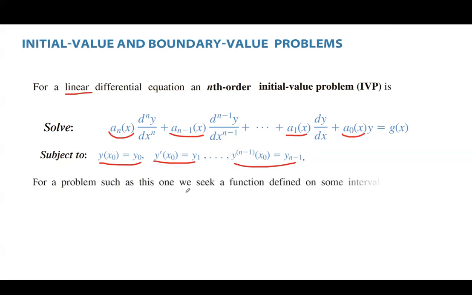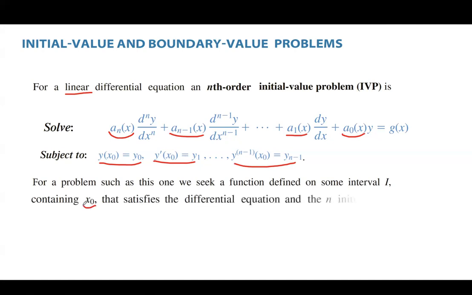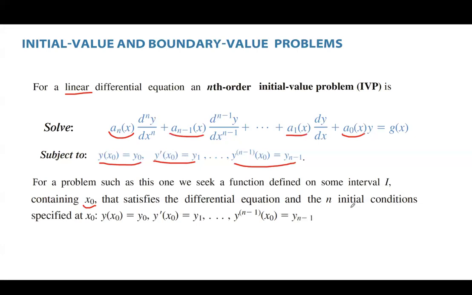For a problem like this, we're looking for a solution on some interval I, which contains x sub 0. At the same time, it satisfies the differential equation and the initial conditions as well. So this is the definition of an initial value problem.